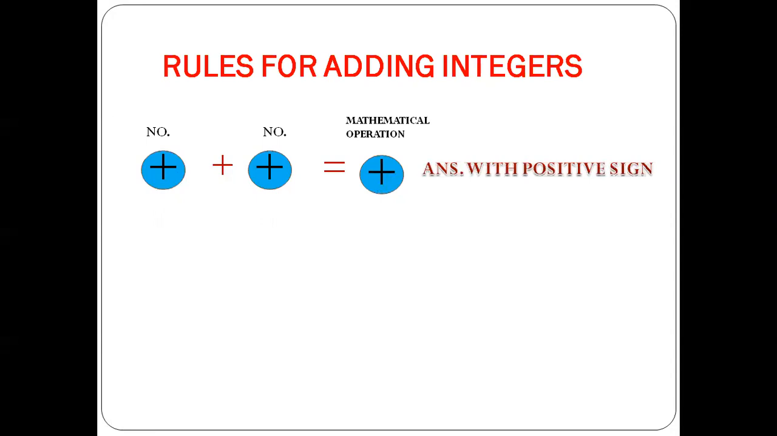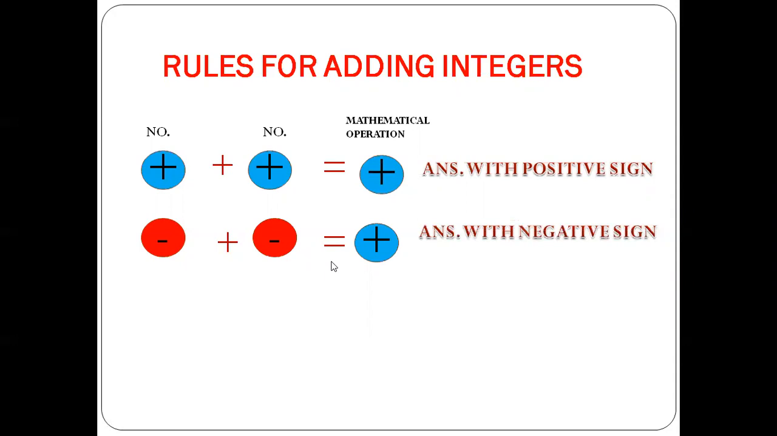Let's see the second rule. The second rule says that when two negative numbers are added with each other, then the answer is always with the negative sign. This red symbol is representing the negative number. This other red symbol is also representing a negative number. And this third blue symbol shows that there will be addition between these two negative numbers. So when they are added, there will be addition between them, and whichever answer we get, that answer will have the negative sign.